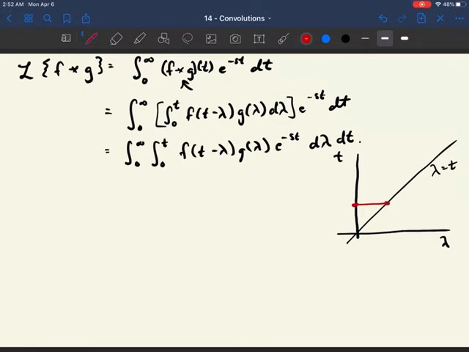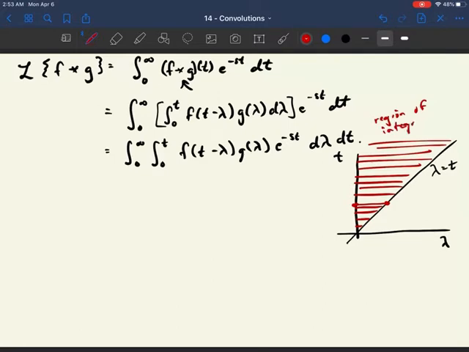And we're integrating from 0 to t, so things that look like from 0 to t, right? Lambda goes from 0 to t. And then t goes from 0 to infinity, so we get all of these. So in the end, this is the region that we are integrating over. This is the region of integration.